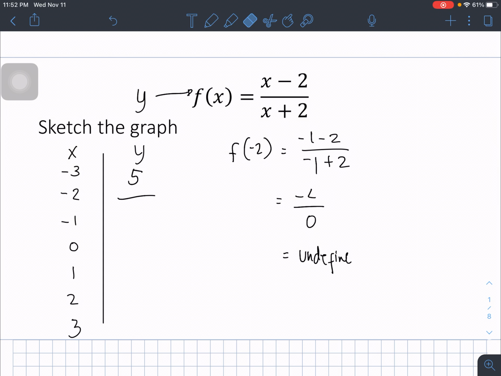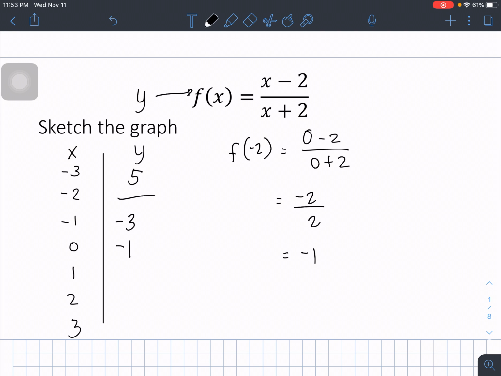So let's try if it is -1. -1 minus 2 will be -3. -1 plus 2 will be equal to 1. So this will be -3. Okay, so if x is equal to 0, this will be -2 over 2, which will be also equal to -1.